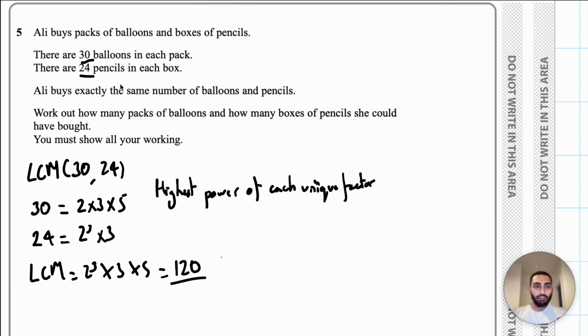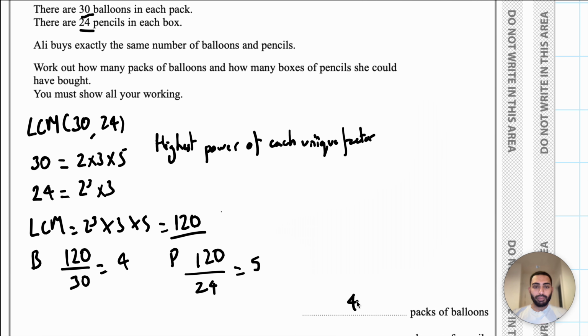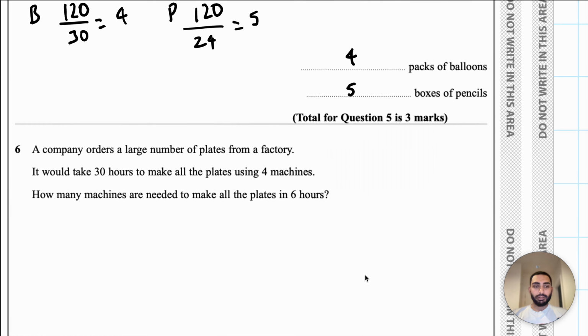That means we need 120 balloons and we need 120 pencils. So let's do the balloons first. We'll do 120 divided by 30, and that's telling us how many packs that we need to buy. That would be 4. And for the pencils, we're going to do 120 divided by 24, and that would be 5. So we need 4 packs of balloons and 5 boxes of pencils.